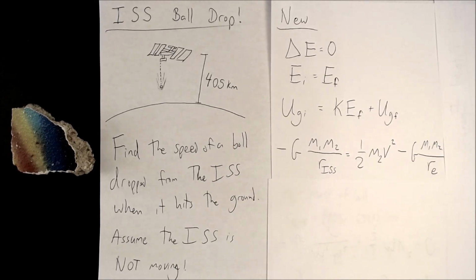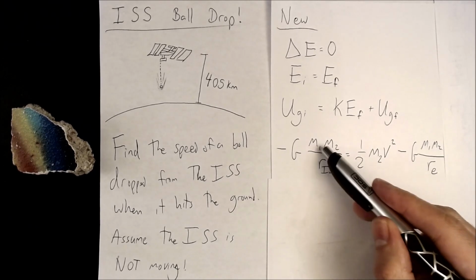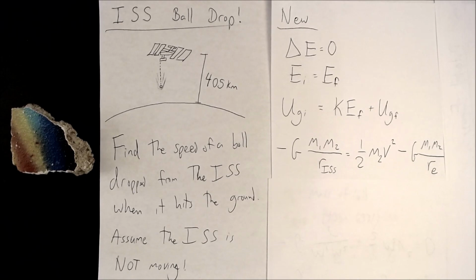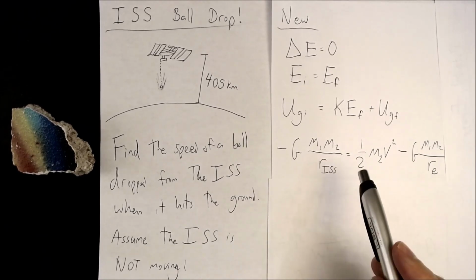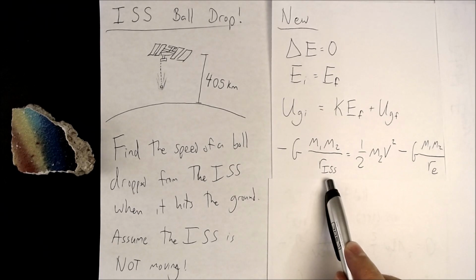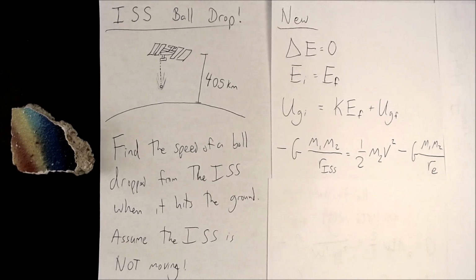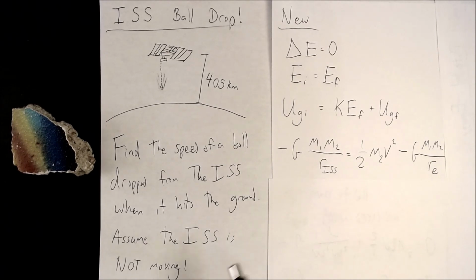Well, what is something that we can cancel out? Yeah, we can cancel out the m2's everywhere. The mass of the ball is not going to affect how fast it's falling. That's good. What is rISS? Can you give me a number? Yeah, it's going to be 405 kilometers plus 6,371 kilometers, because that is the radius of the Earth together. 405 plus 6,371, and then of course times 1,000 to get it into meters instead.